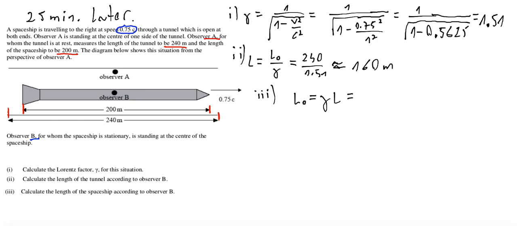Wait, again, we have to find the length of the spaceship according to observer B. So again, according to observer B, the spaceship has a proper length. We know the length of the spaceship measured by observer A, for whom the spaceship is not stationary. So A doesn't measure proper, B measures proper. So we have to multiply the Lorentz factor 1.51 by the length of the spaceship measured by observer A, which is finally around 300 meters. Okay?